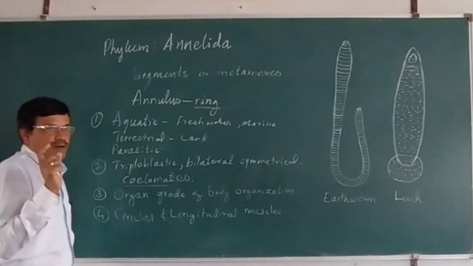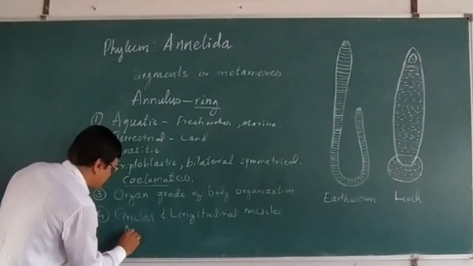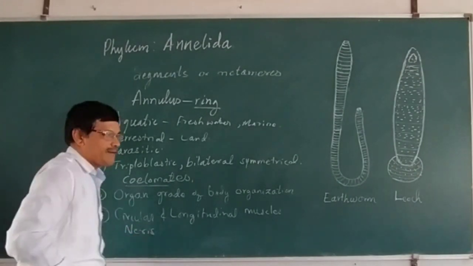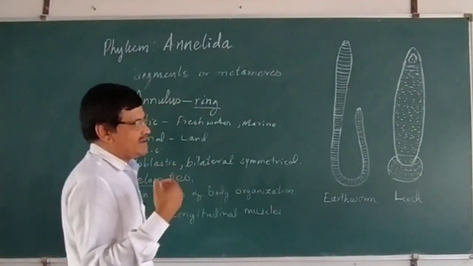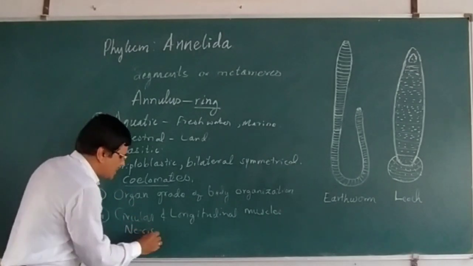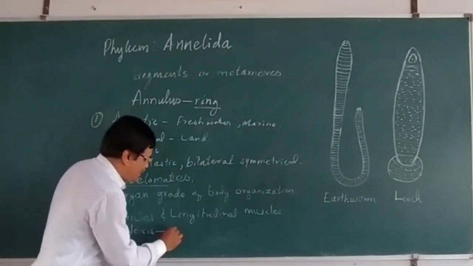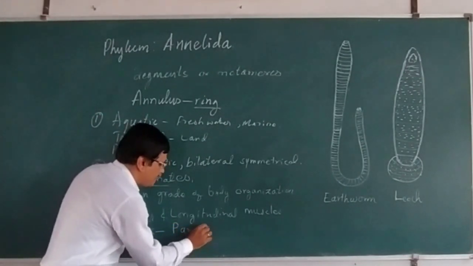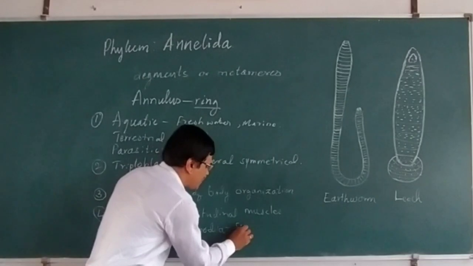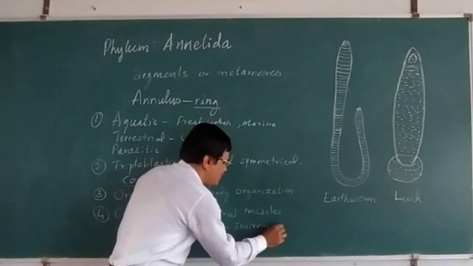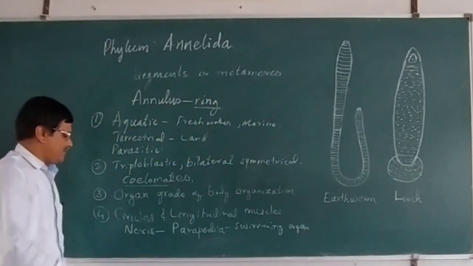Aquatic annelids, for example Nereis. Nereis is an aquatic annelid, and this Nereis possesses lateral appendages known as parapodia. Parapodia, which help in swimming. Parapodia are the swimming organs in aquatic annelids like Nereis.